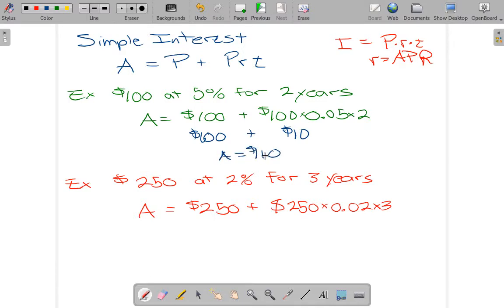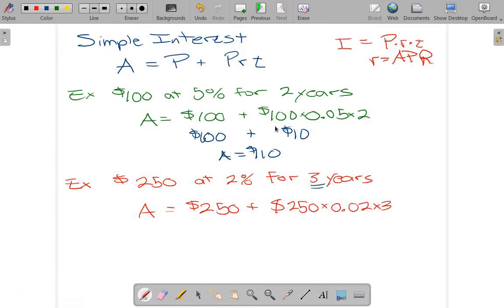Applying that formula again, let's say I have $200 to start with, and I get 2% interest from the savings account. And simple interest means they're not giving you interest every year. They only give it to you at the end of whatever time they say. So it's just one lump sum. Okay, so that's different than compound interest, which we'll talk about later.